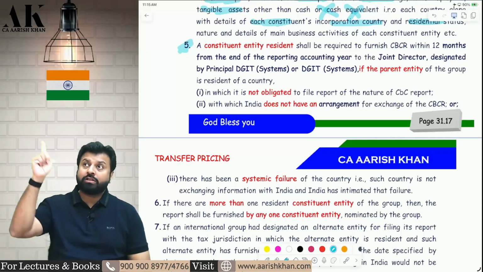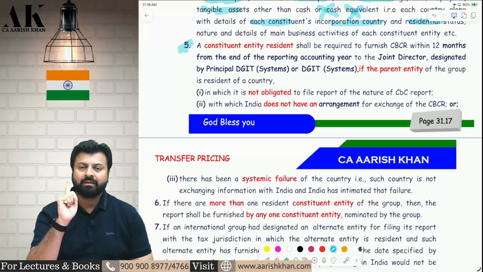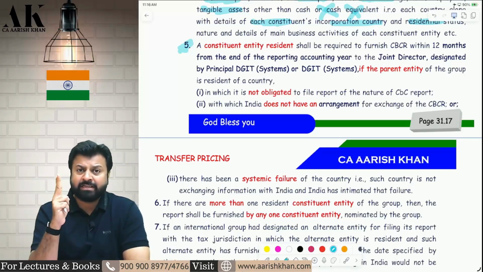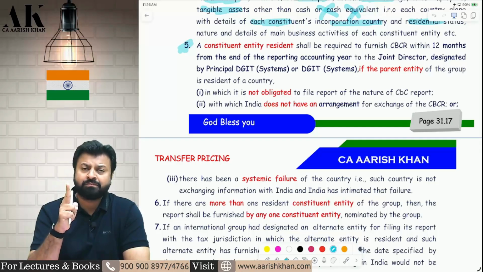Issue number 1, there is no concept of CBCR in Japan. If there is no concept of CBCR in Japan, there is no similar section like 286 in Japan. Is it possible? Why not? It is possible. Second possibility, there is a concept of CBCR in Japan, but India does not have an automatic exchange of information of CBCR with Japan. So how will India get the information?